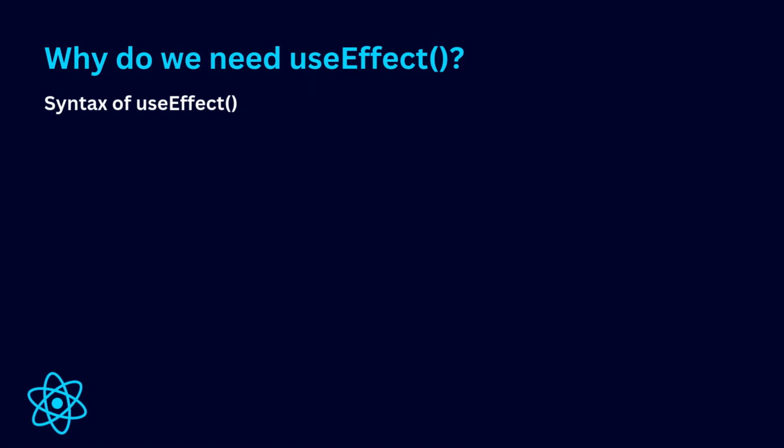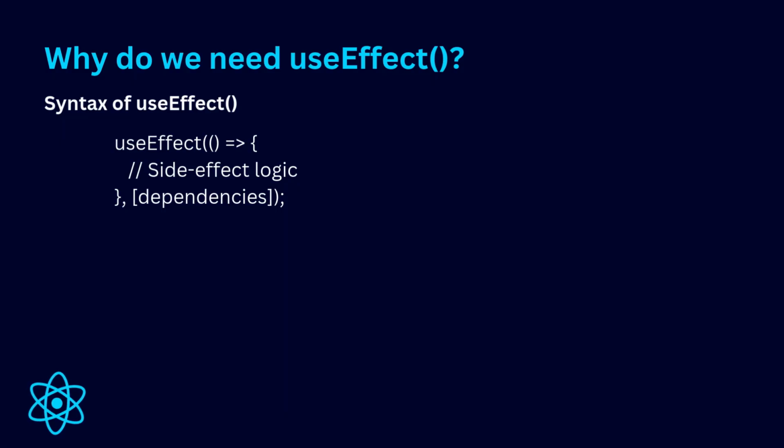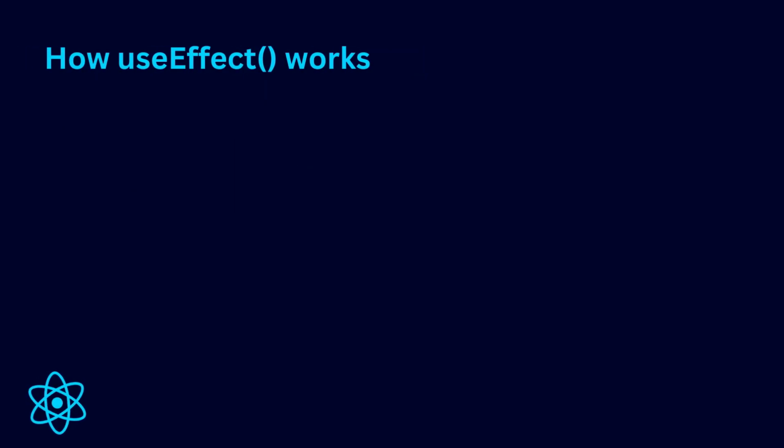Let us see the syntax for the useEffect. It has two parts, a function where you write the side effect code and a dependency array that tells React when to run the effect. Now let us see how useEffect works. After React renders the component on the screen, useEffect runs. React then watches the dependency array. If a dependency changes, the effect runs again. And if nothing changes, the effect does not run.